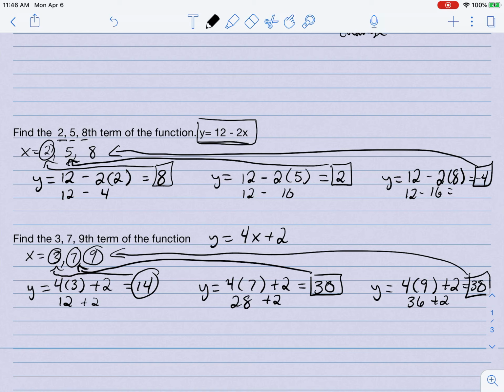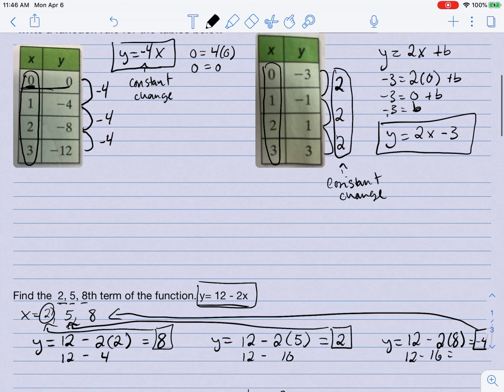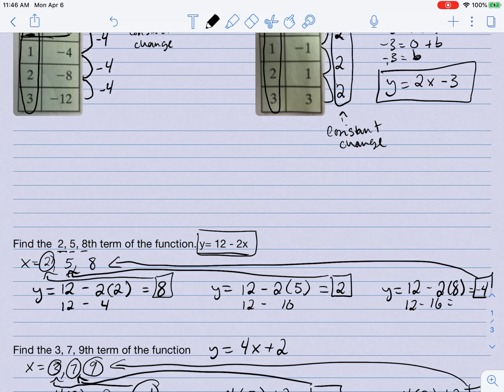And that's what we're going to be looking at doing with finding our function rule from either a given table, from a word problem, or what are the values given a function rule for certain values of x.